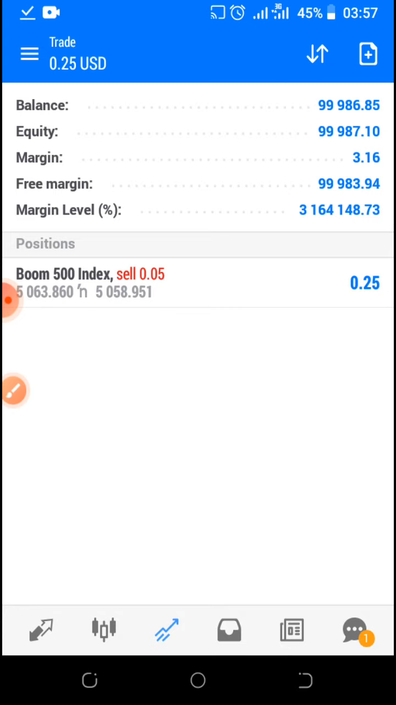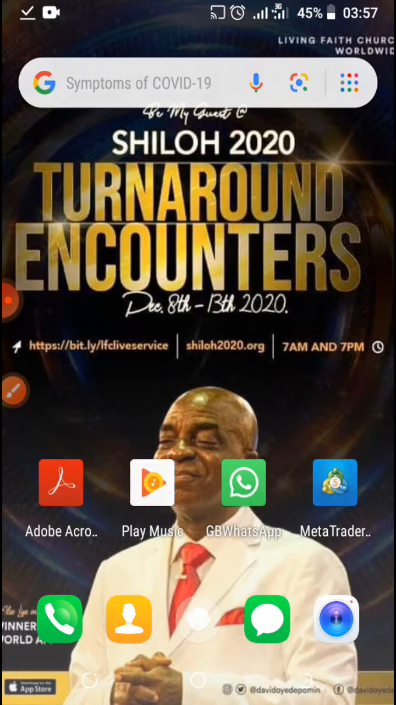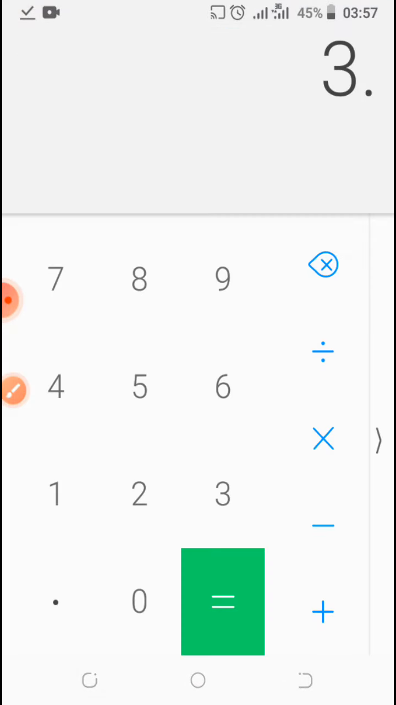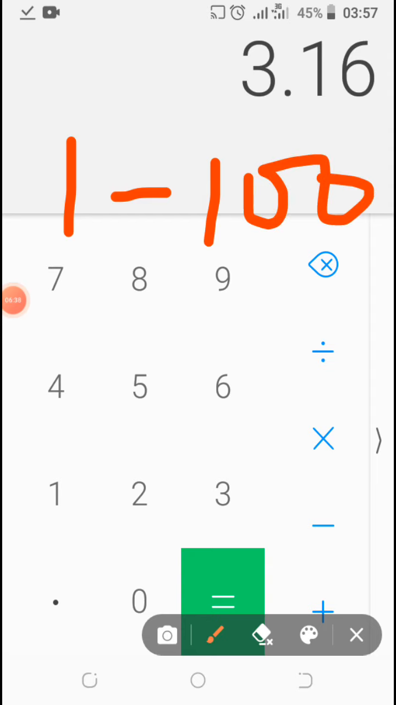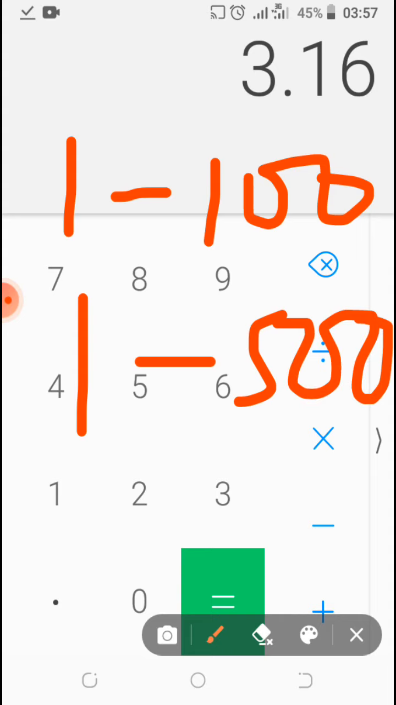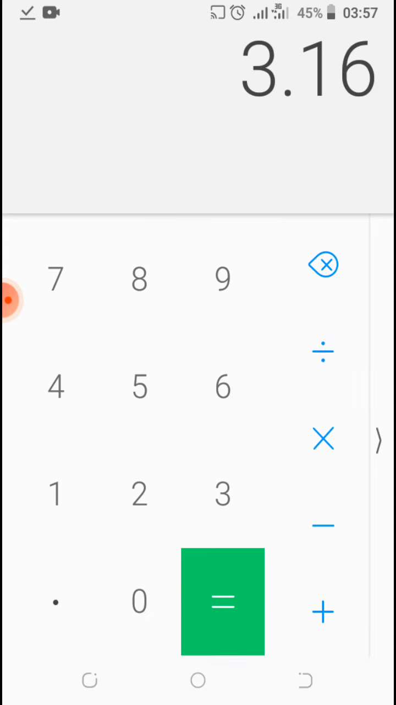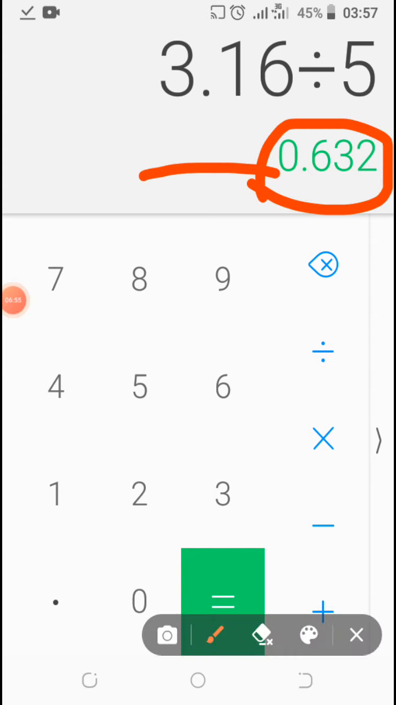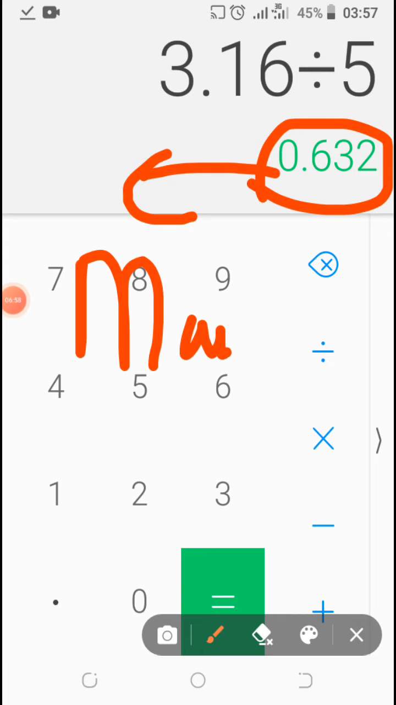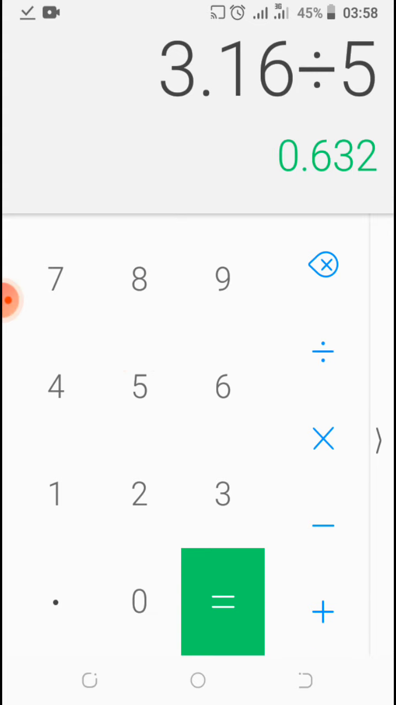Let me explain mathematically. Let me go to my calculator. The demo account gave you a margin of 3.16, right? Now, this is because it was what? A leverage of 1:100. Now, this is your demo, and live will give you 1:500. But what was the margin requirement? 64 cents. So if we divide this 3.16 by 5, you can see you have what? 0.63, which was what? The margin for your live account.